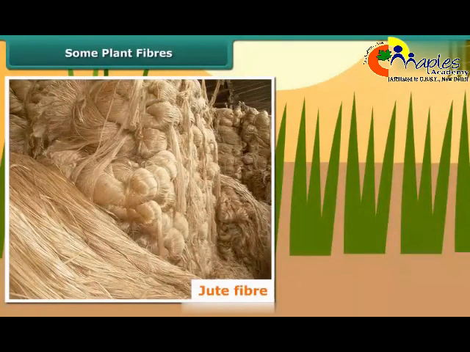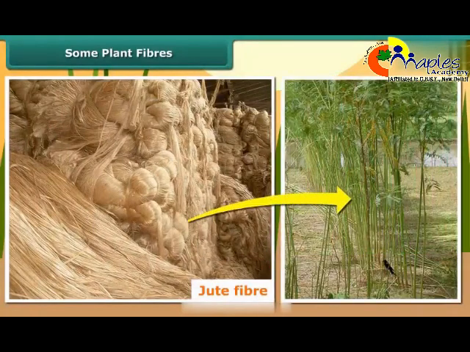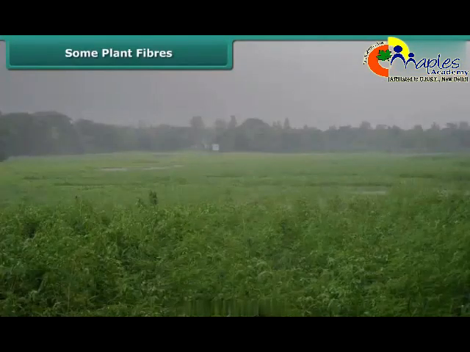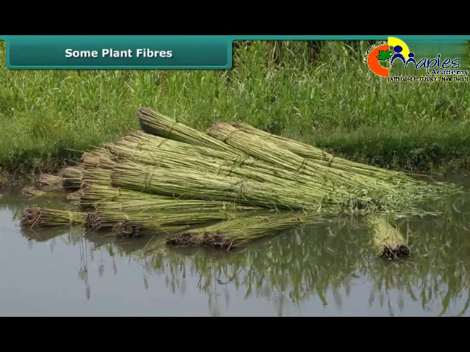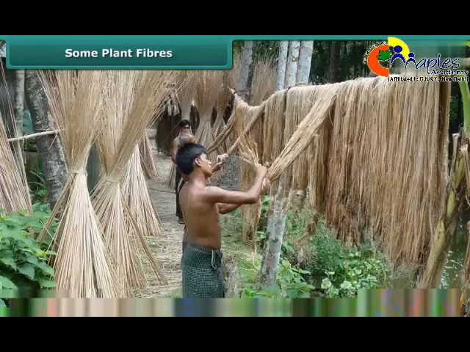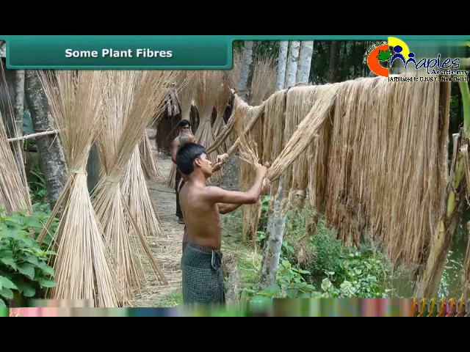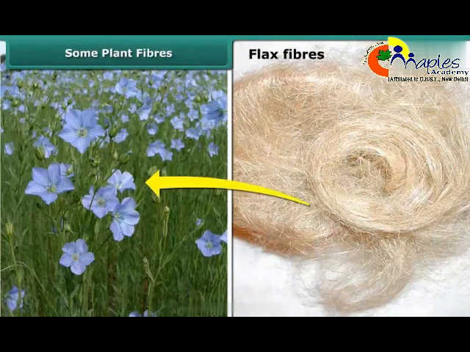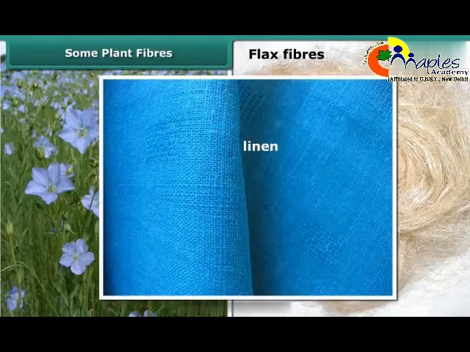Jute fiber is obtained from the stem of the jute plant. It is cultivated during the rainy seasons. The stems of harvested plants are immersed in water for a few days. Then the stems rot and fibers are separated by hand. Flax fibers are also obtained from the stems of the plant and are used mainly to make linen.